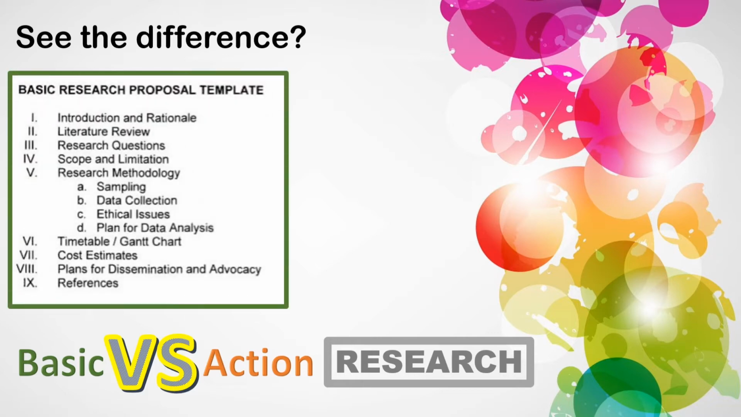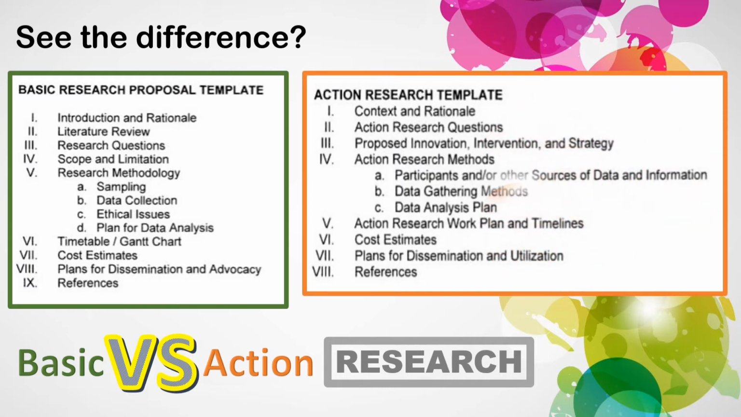First, in basic research, you will have 9 parts: introduction and rationale, literature review, research questions, scope and limitation, research methodology, timetable or Gantt chart, cost estimates, plans for dissemination and advocacy, and the last part would be references. While here you have the 8 parts of the action research, as I have mentioned a while ago.